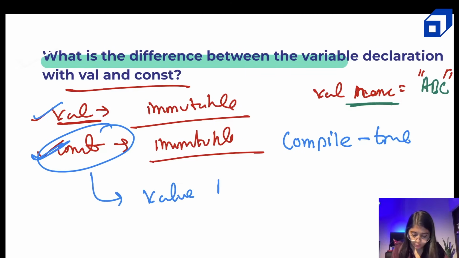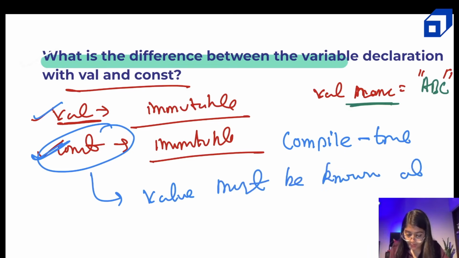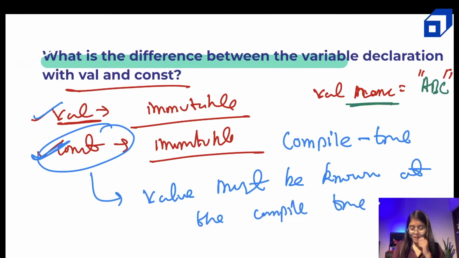The value must be known at the compile time. But in case of val, even if you give it a value at runtime, that is also fine. It will work smoothly. So yes, that's the basic difference. Both of these are immutable only. Mutable is var; if we declare something using var, its value can be changed.